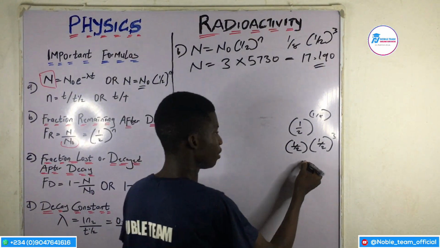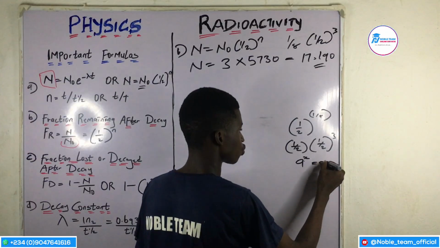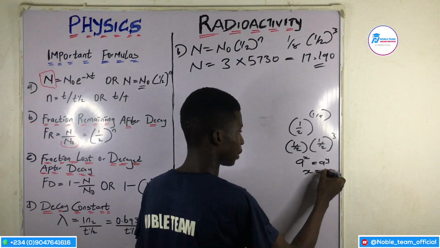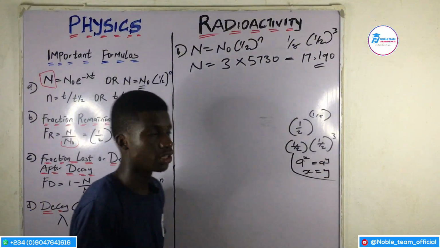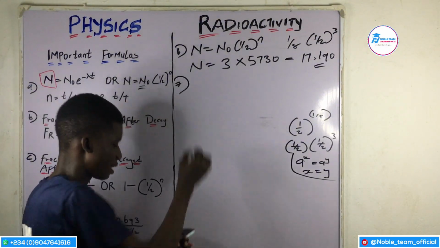So it's like saying that in log indices, when we have a raised to power x is equal to a raised to power y, what are we going to do? We bring down the y. This is the law of indices. This is what I did here. I hope you understand. So now let's move on to question 7.